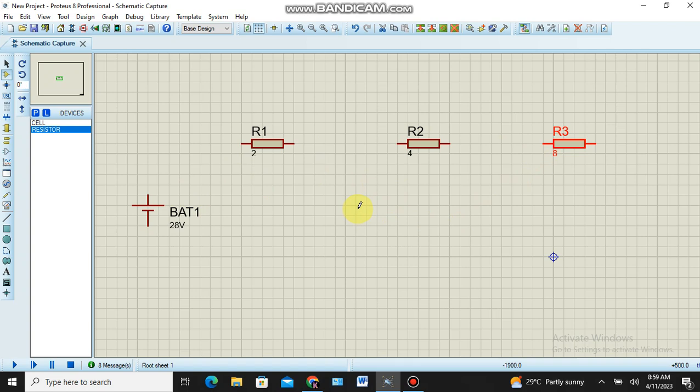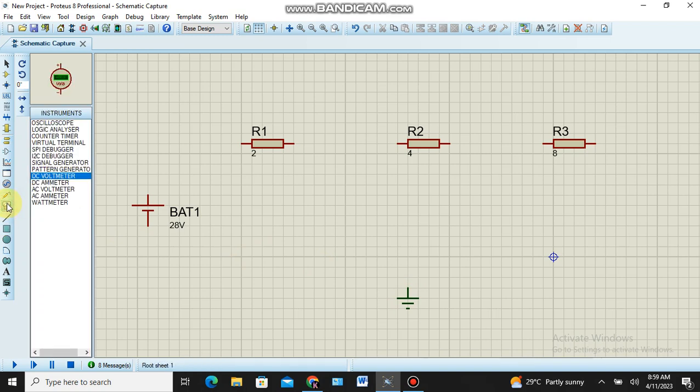So any value you can select. For any values the circuit response will be the same, but in order to teach you easily I select the values accordingly. So now everything is over. Now we have to select one ground. Then, I consider here the circuit is a DC circuit, so I have to take the voltmeters. 4 voltmeters I need.